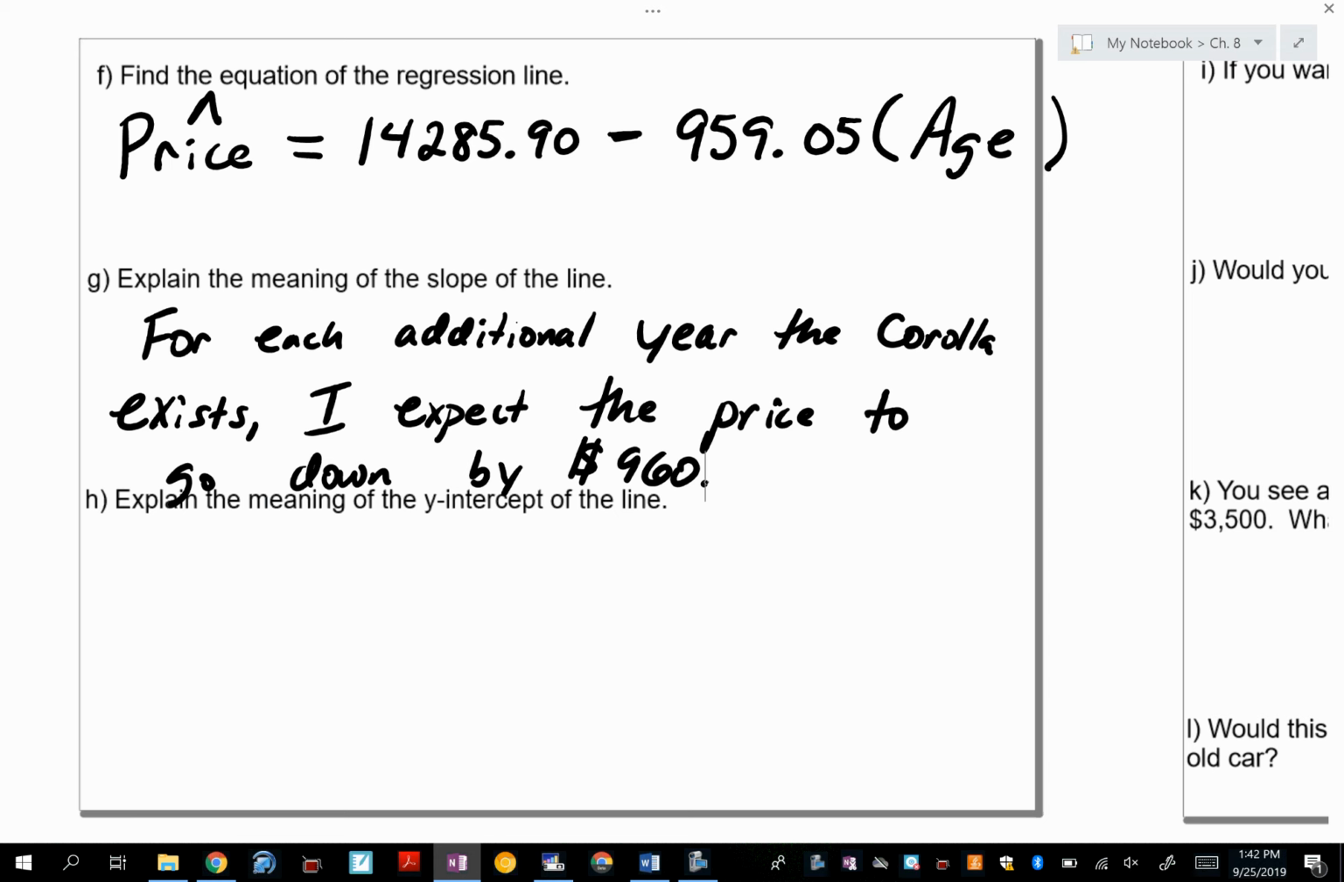Excellent. Okay. Let's do the Y-intercept. Are you doing the H? Okay, so for the Y-intercept, let me do it without context first. Without context means that when x is 0, this is the value for our y. So in context, what would an age of 0 be? A brand new Corolla.